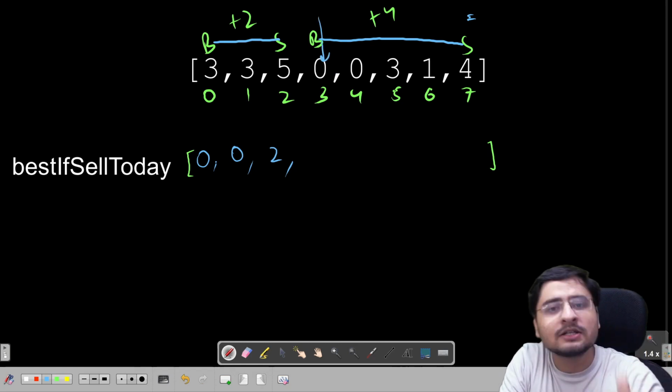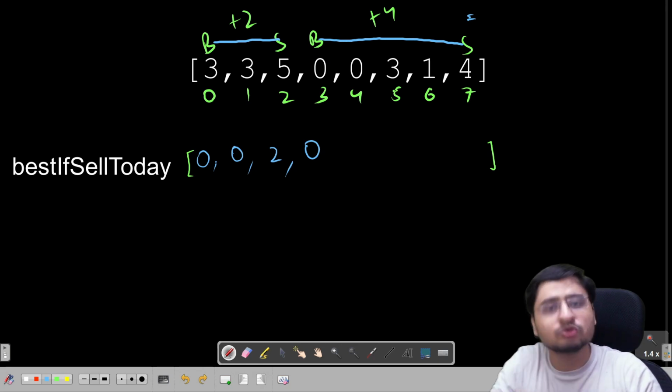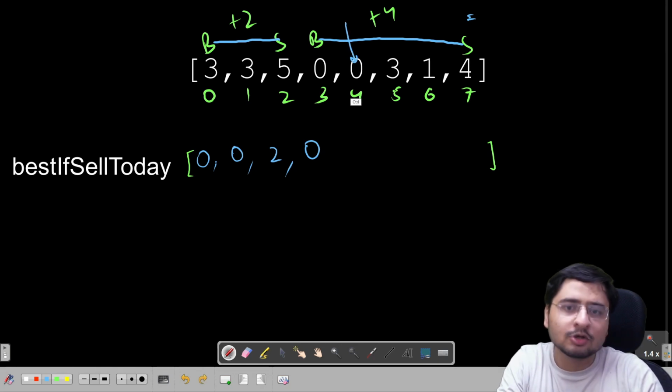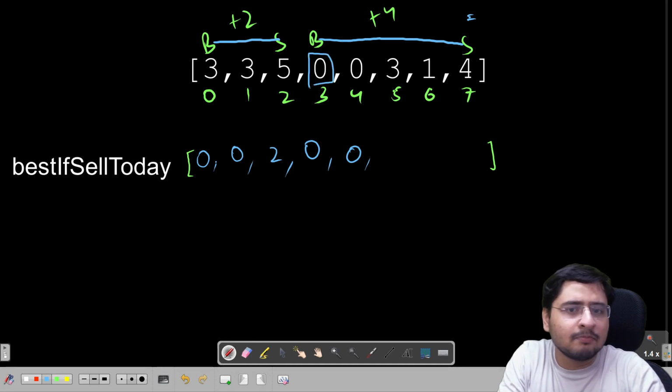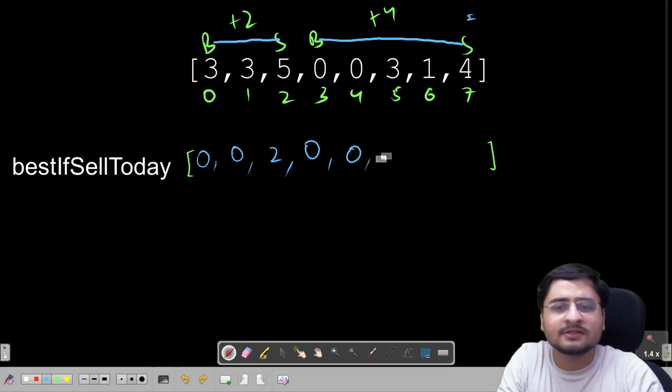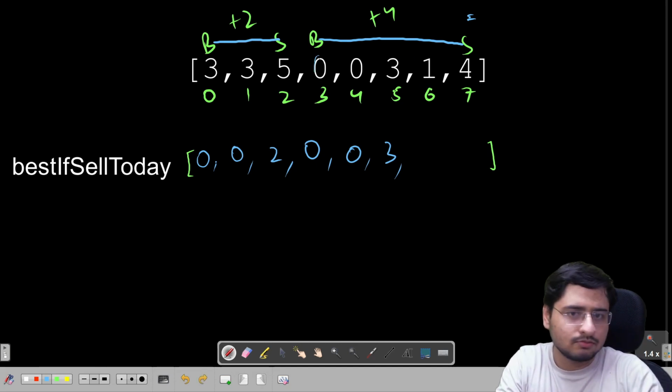So if I buy today and sell today itself, that is the best I'm able to make. If I'm forced to sell today, the best I'm able to make is 0, because I'll buy today and sell today. If I'm forced to sell on this particular day, let's say I buy on this day and sell on this day, so the total profit is 0 only. If I'm forced to sell on this particular day, what's the best day to buy? Any of these days are best, right? So let's say I buy on this particular day, sell on this particular day, the profit is 3. If I'm forced to sell on this particular day, what's the best I'm allowed to do?